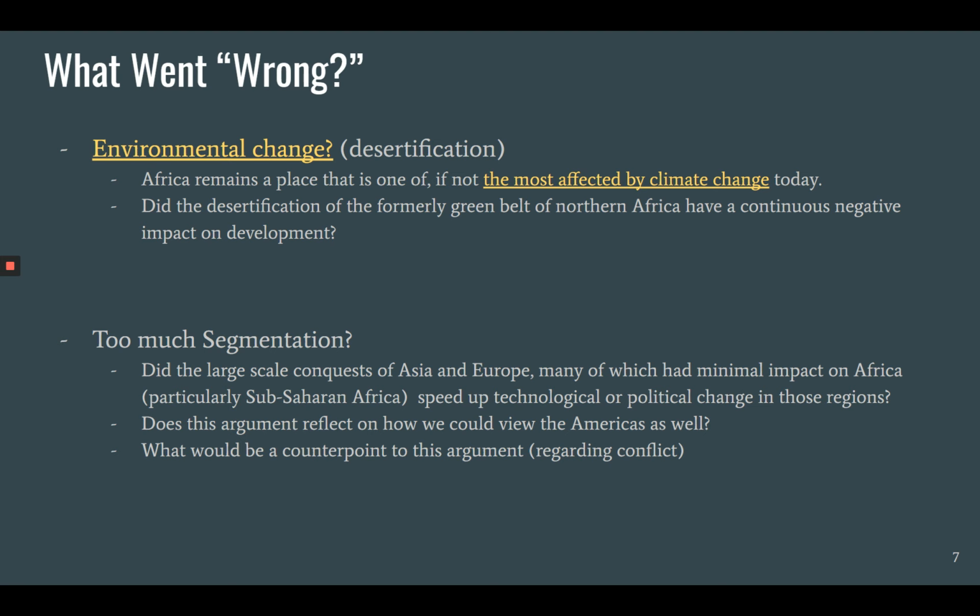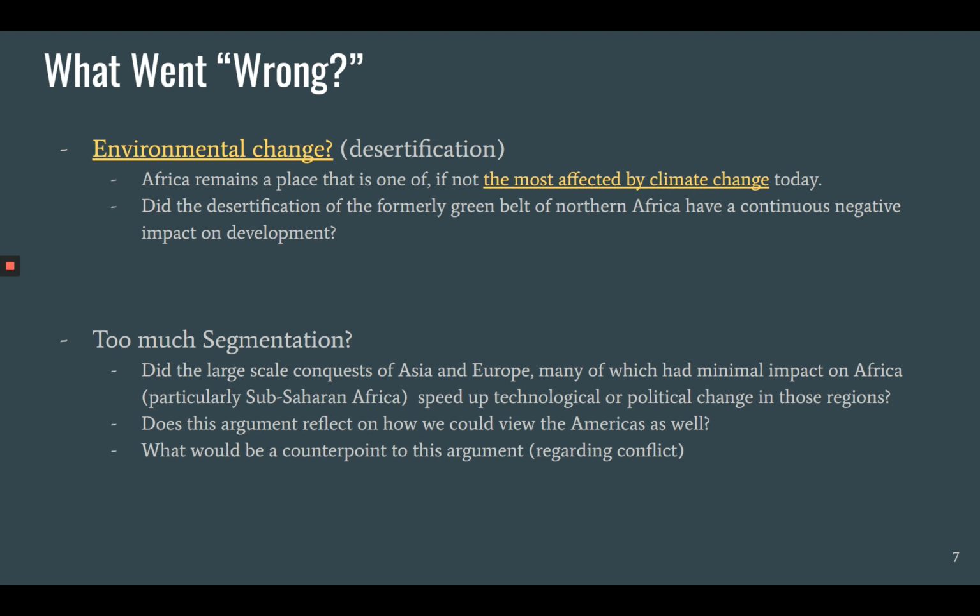But then we have to think about whether there is a counterpoint to this argument. Does this argument reflect on how we would view America as well? Because the Americas and Africa share similar fates when it comes to European colonization. And in fact, Asia does to a lesser degree as well. So the colonization of the wider world includes places outside of Africa where there are big empires, where there are big conflicts that do lead to rapid evolutions.